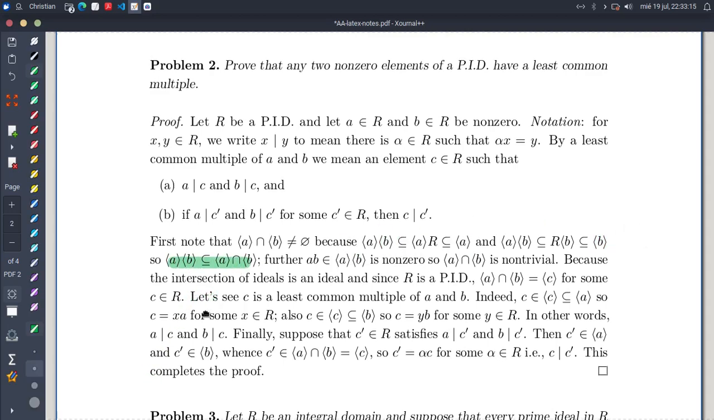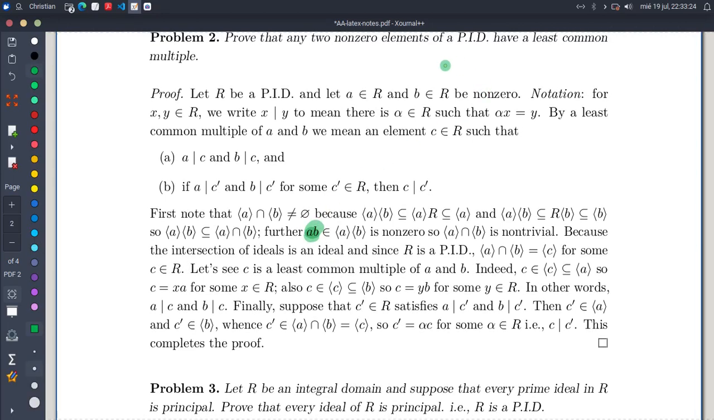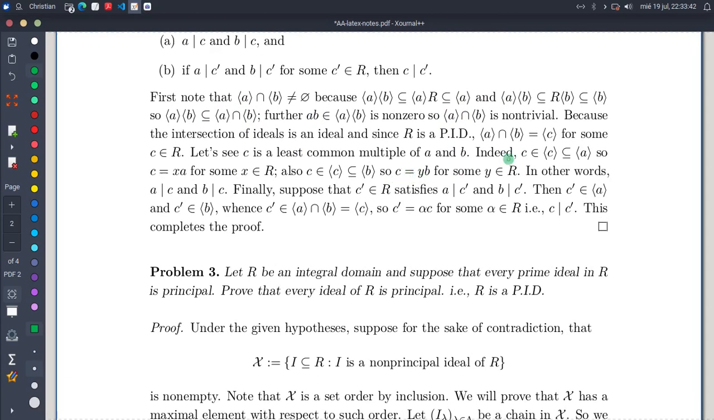Now note that it is clear that this element belongs to this product of ideals, and this element is non-zero by our hypothesis. Therefore, we see that this element is in this intersection because of this inclusion, and since it is non-zero, we see that this intersection is non-trivial. Okay, recall that the intersection of ideals is an ideal, so this ideal has to be generated by a single element because R is a PID, that is an integral domain in which every ideal is principal.